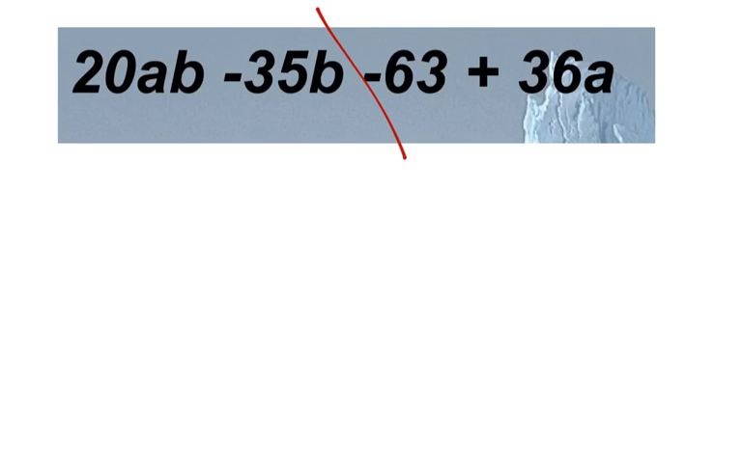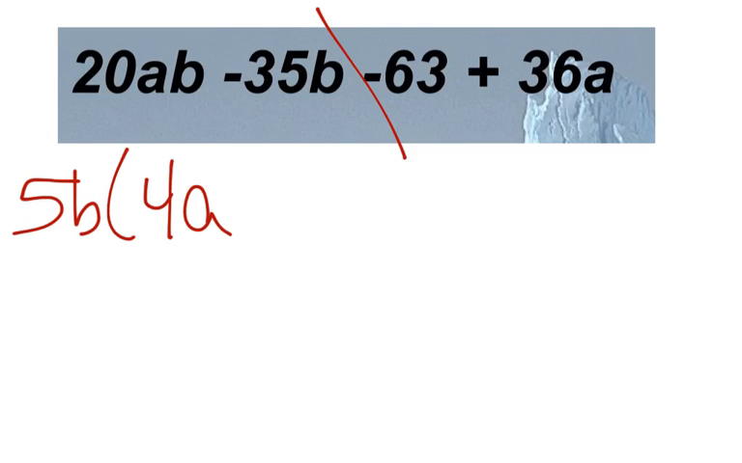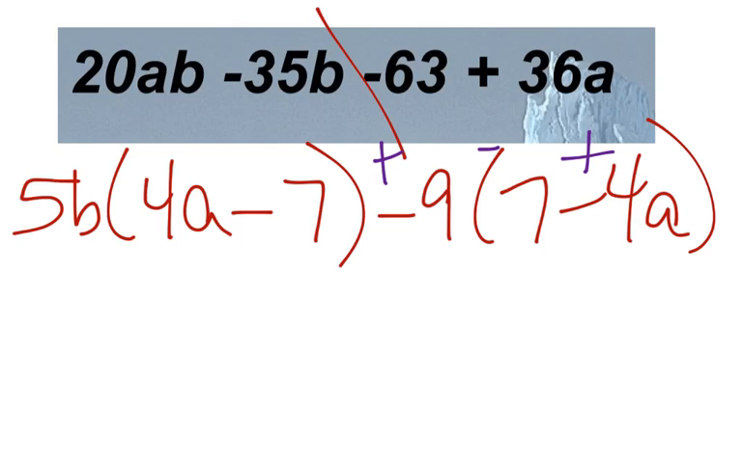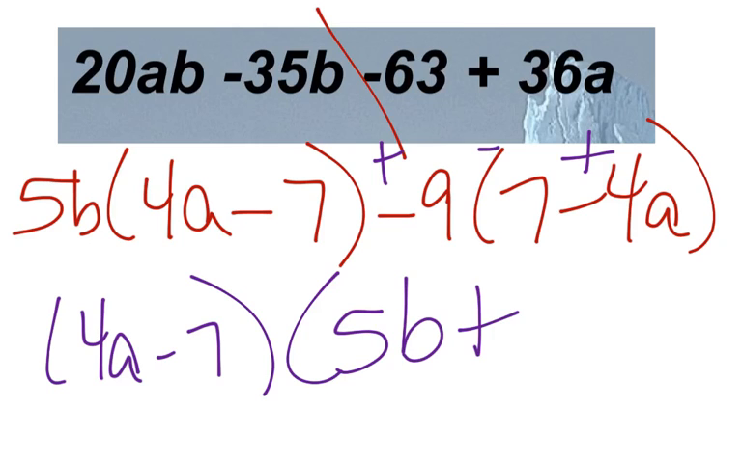Split it in half, pull out a 5b, gives you a 4a minus 7. Minus, they both divide by 9, leaves you a 7 minus 4a. This is where you got to change your sign. So we've got plus, minus, and plus. So 4a minus 7 and 5b plus 9.